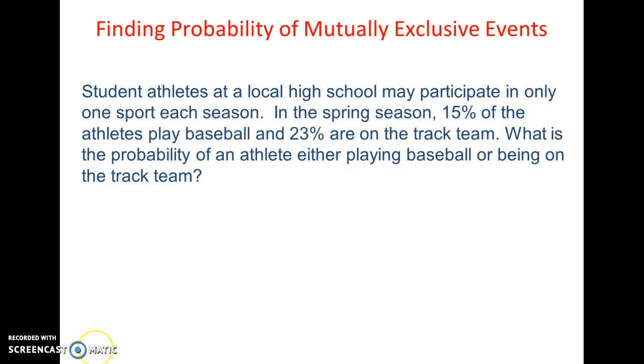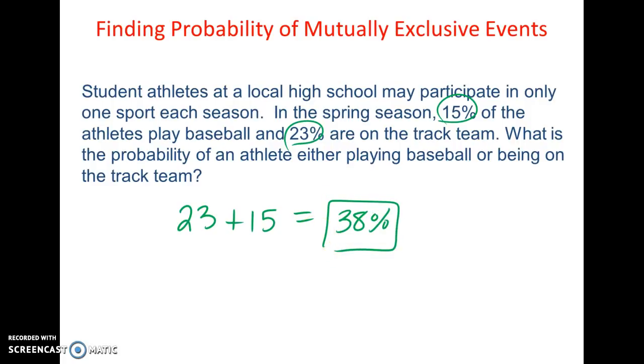Okay, so one last example of that. In the spring season, we've got 15% of athletes play baseball, 23% are on the track team. What's the probability of an athlete either playing baseball or running track? So that would be 23% plus 15%. There's a 38% chance that a student selected at random would be involved in one of those sports.